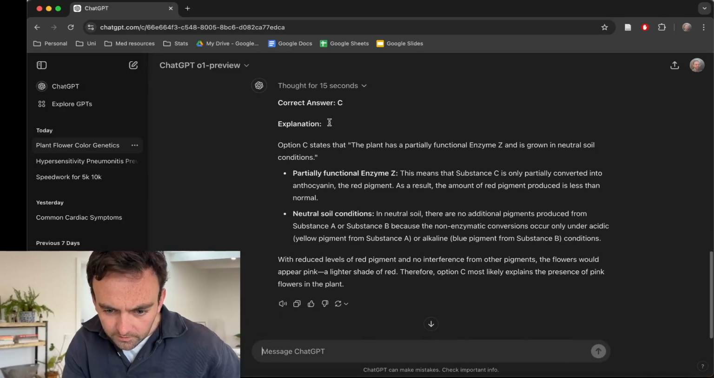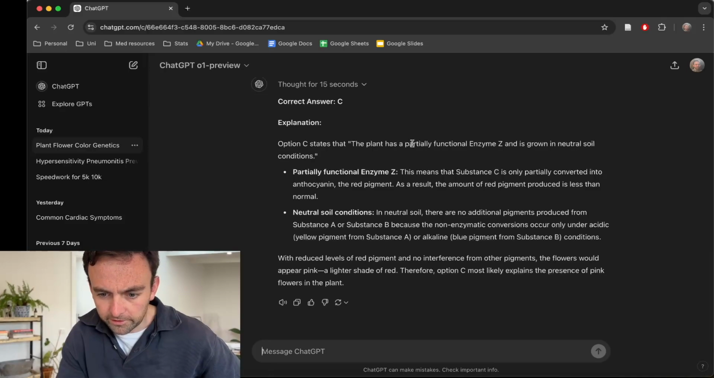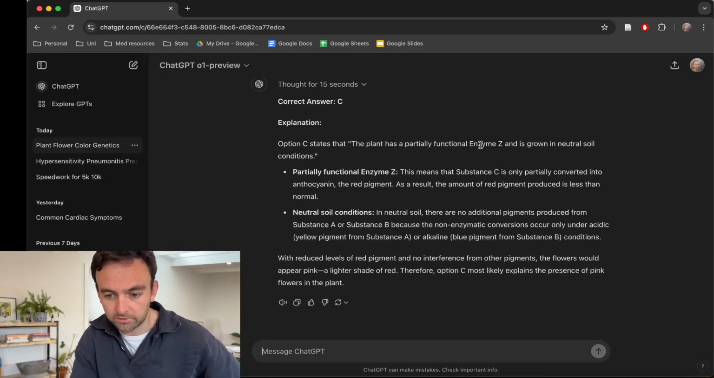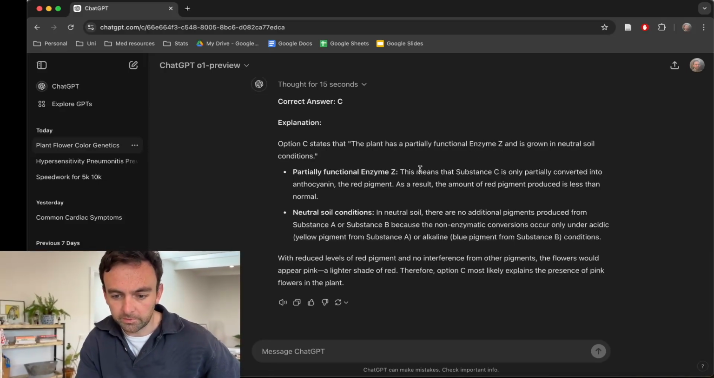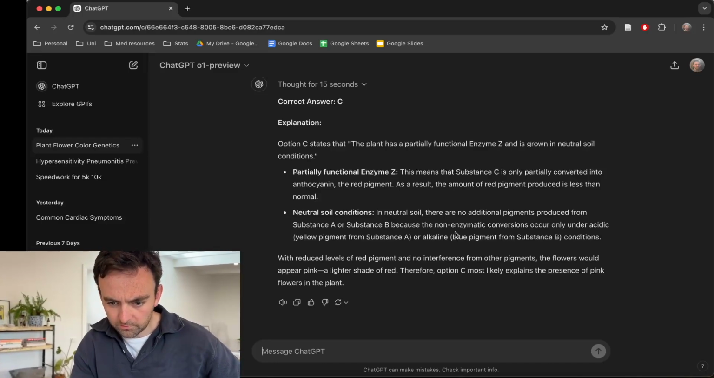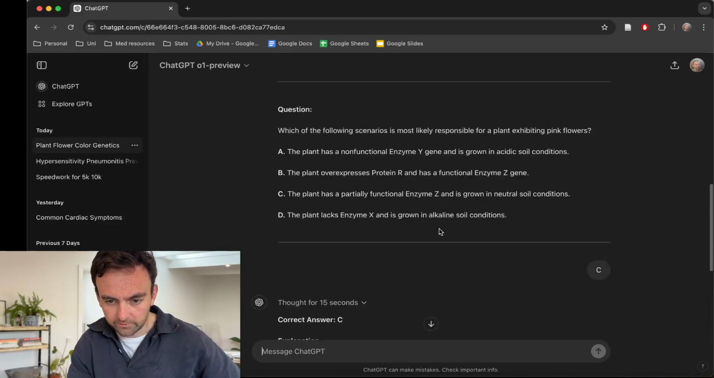Great. So option C states that the plant has partially functional enzyme Z. So this means that substance C is only partially converted to the red pigment. As a result, the amount of red pigment produced is less than normal. There are no additional... So I did kind of notice that. I saw that.